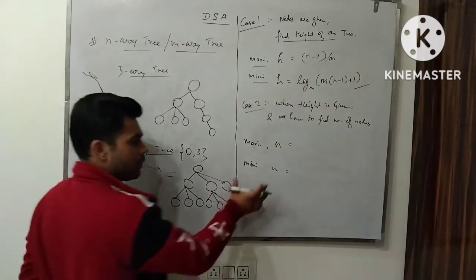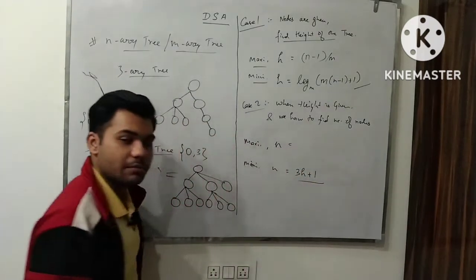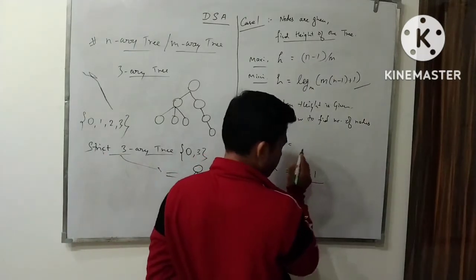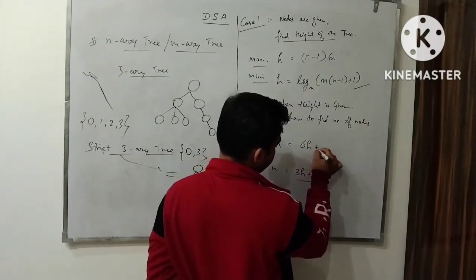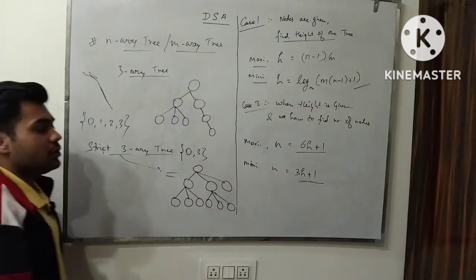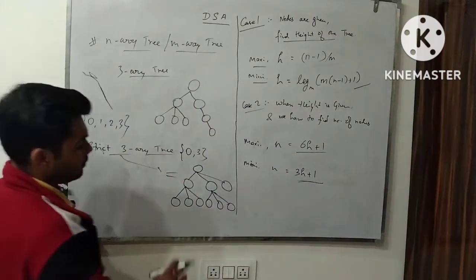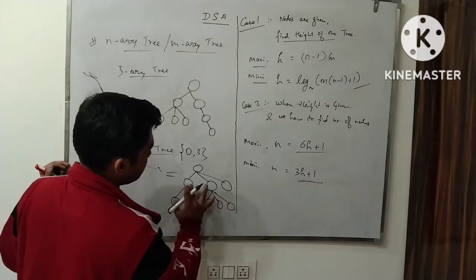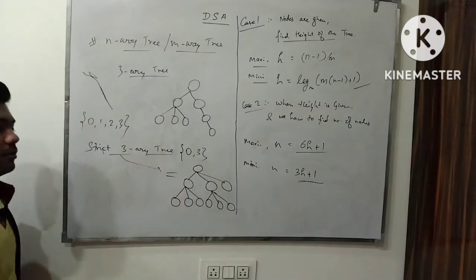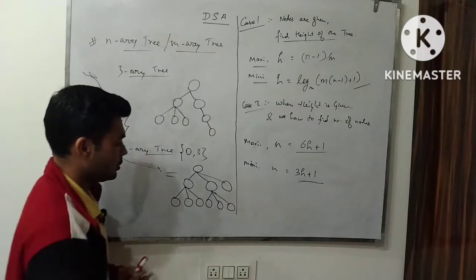For the minimum number of nodes, the formula will be 3h plus 1, and for the maximum number of nodes, the formula will be 6h plus 1. You can put in the value of h and find the number of nodes. Here the number of nodes are 2, 4, 6, 7, 8, 9 and 10. You can simply put in the value and you will get the formula for the maximum number of nodes.